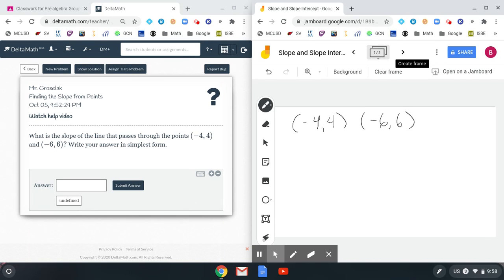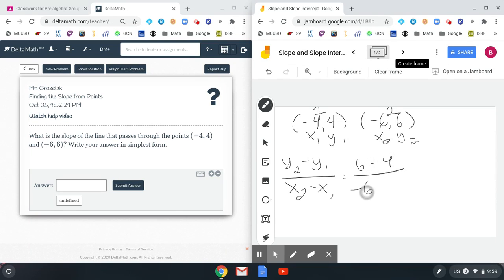So that left point there, that's my first point that they give us. So I'm going to label it as x1, y1, and this is my second point. So I'm going to label it as x2, y2. Remember, both coordinates are x, y, but the first one is my first point, so it's going to be x1, y1, and then my second point is going to be x2, y2. So in my formula, remember, it's y2 minus y1 over x2 minus x1. And then I'm just going to plug in my numbers. I've got 6 minus 4 over -6 minus -4.